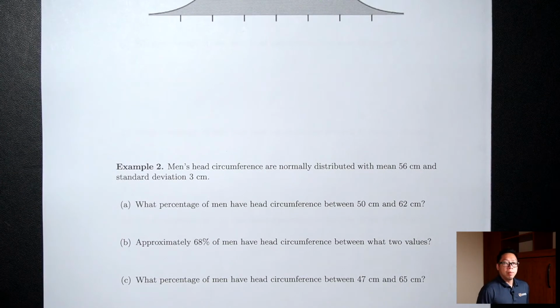Example 2. Men's head circumferences are normally distributed with mean 56 centimeters and standard deviation 3 centimeters. So I'm talking about head circumference. Head circumference is the distance around your head. So think of it as head size. I'm thinking about a hat company, which would care about how big your head is.